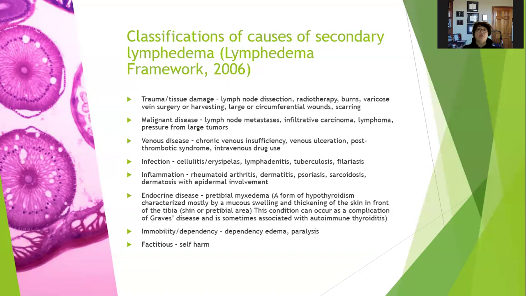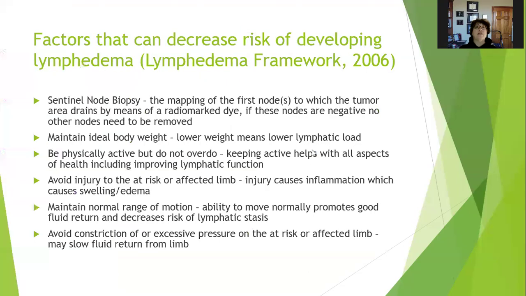Immobility and dependency. So if you can't move, you might develop dependent edema from paralysis. And some self-harm things can cause edema because of trauma and tissue damage. So those are classifications of secondary lymphedema.